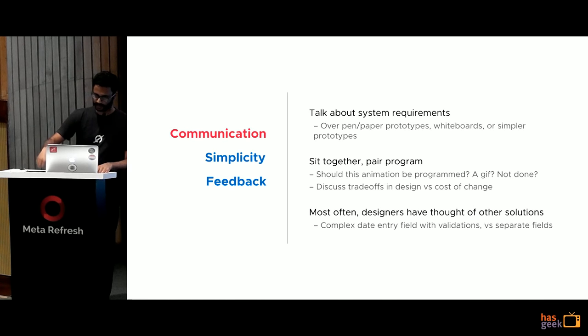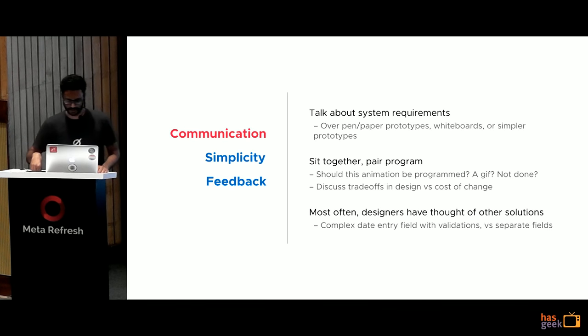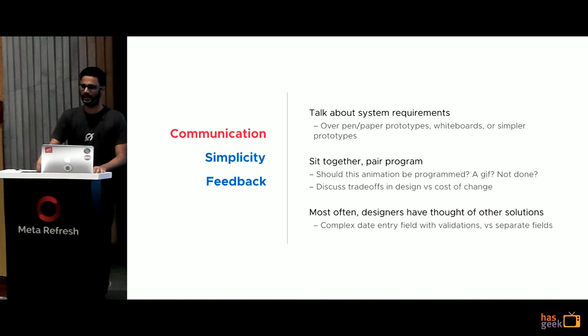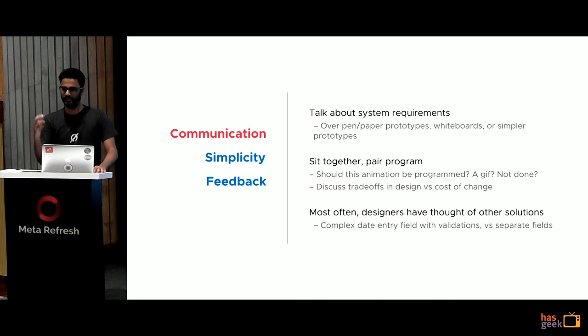So you talk about system requirements, you communicate a lot. Talk over pen, paper prototypes, talk over whiteboard, the simpler prototypes. Sit together and pair program. This might seem ineffective, but if done rightly, it can be super effective. So for example, pair program on ideas, right? Work until you have a certain structure that makes sense, and then break off to execute the idea. That worked really well for us.